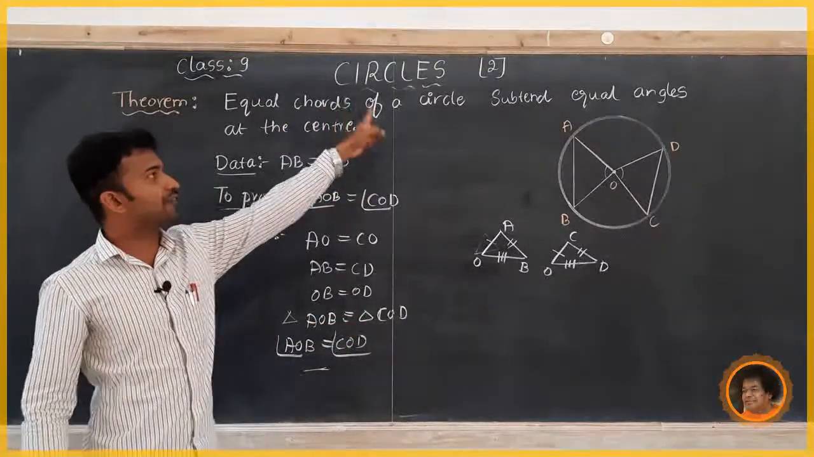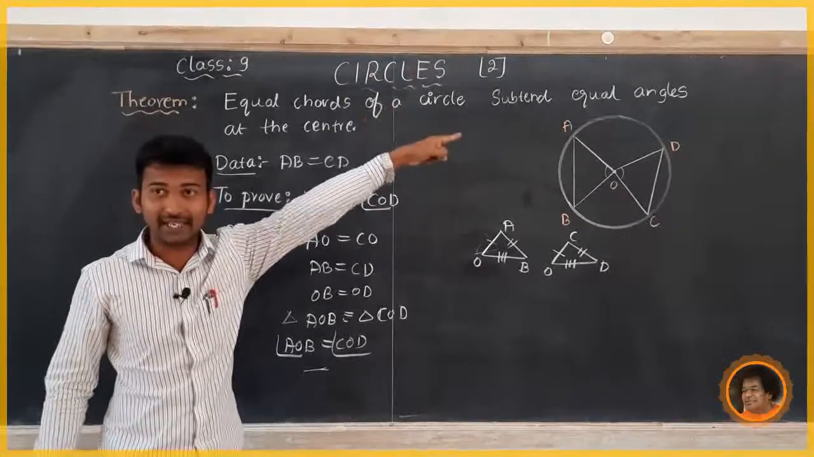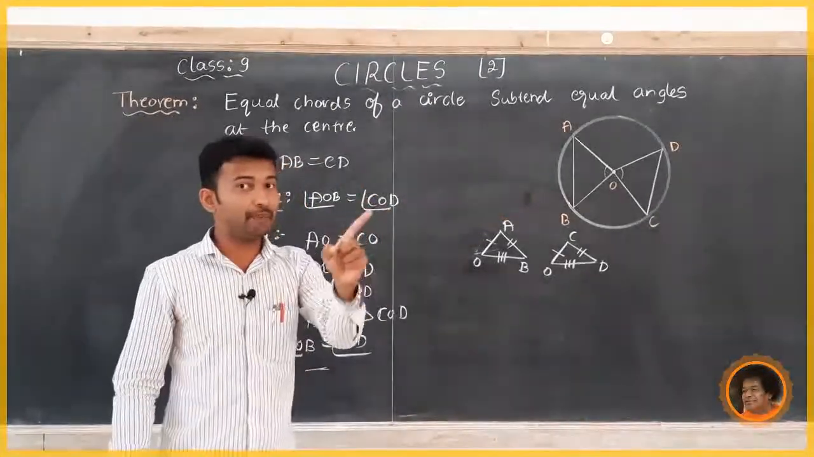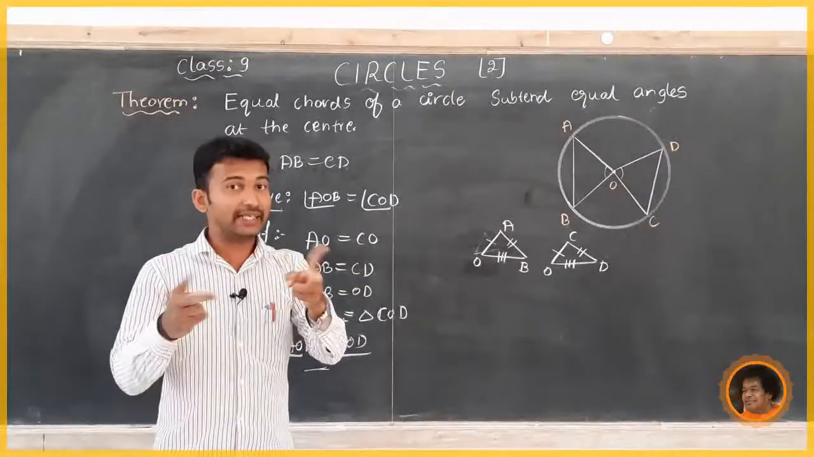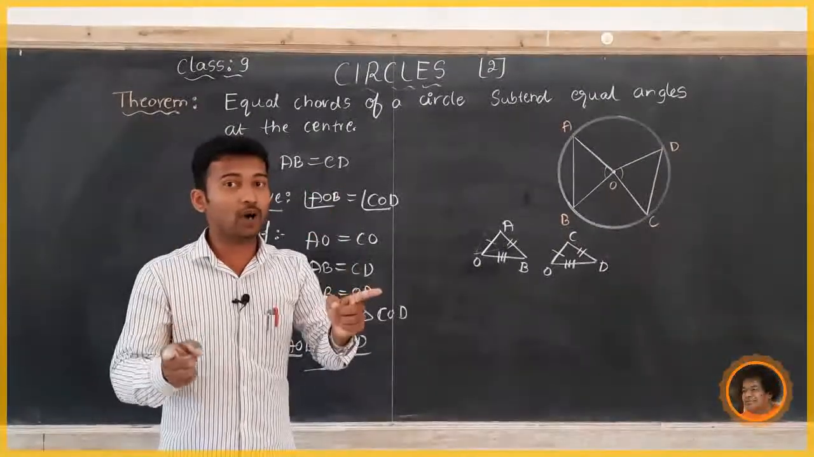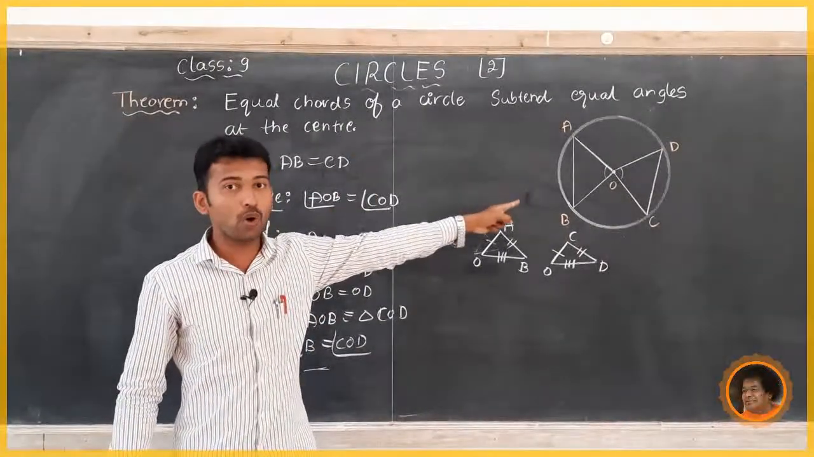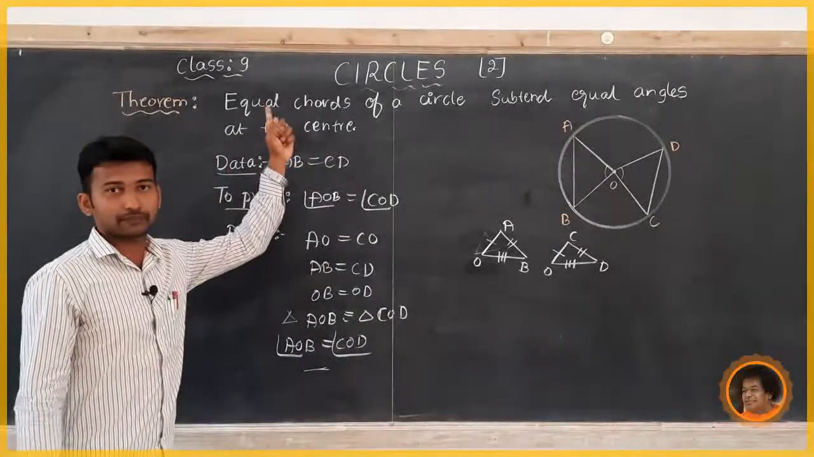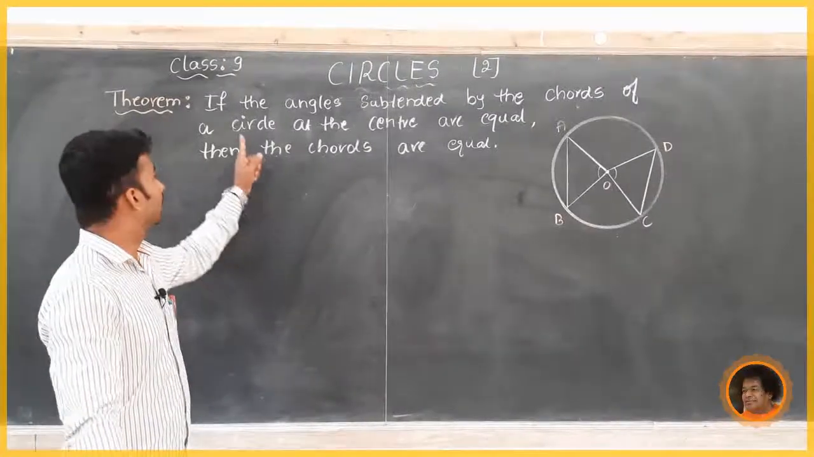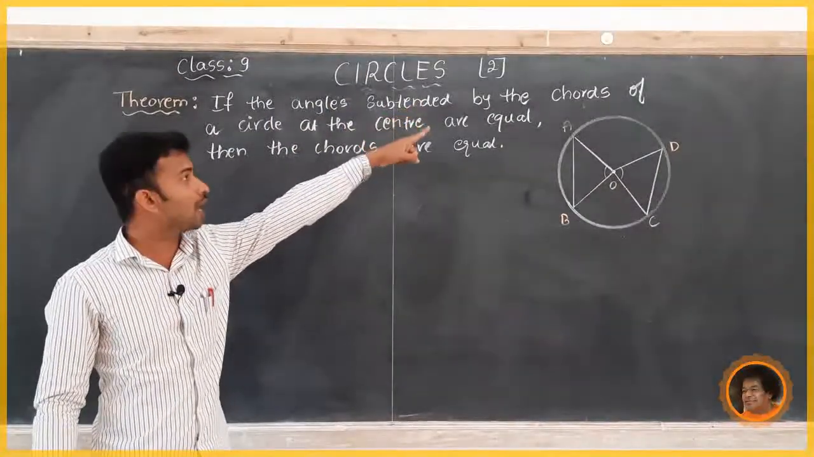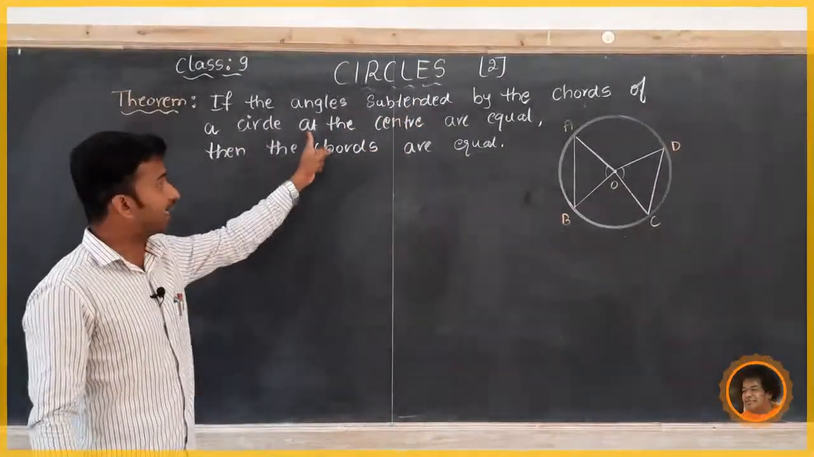Equal chords of a circle subtend equal angles at the center. If AB equals CD, the chords are equal, then the angles subtended by the equal chords at the center O are also equal to each other. This is the theorem.